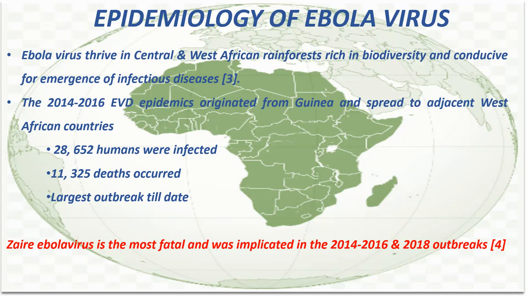Then the largest outbreak of Ebola virus was the one that happened in 2014 to 2016, over 2 years. It started from Guinea and spread to other adjacent West African countries, of which Nigeria was part. It affected 28,652 humans and reported 11,325 deaths. It has been the largest outbreak to date. And the Ebola virus that caused that outbreak is Ebola Zaire, which you call Ebola virus. The outbreak also repeated in 2018.